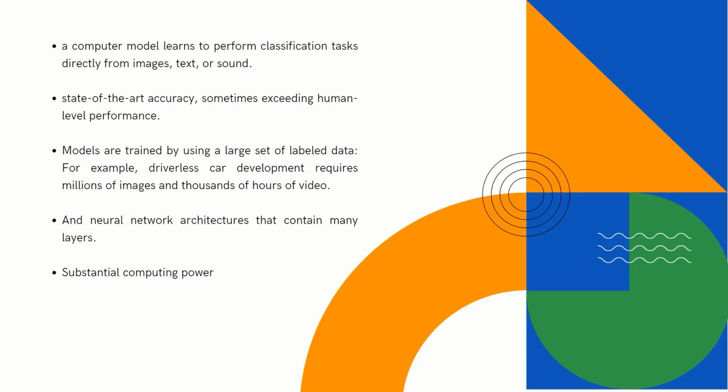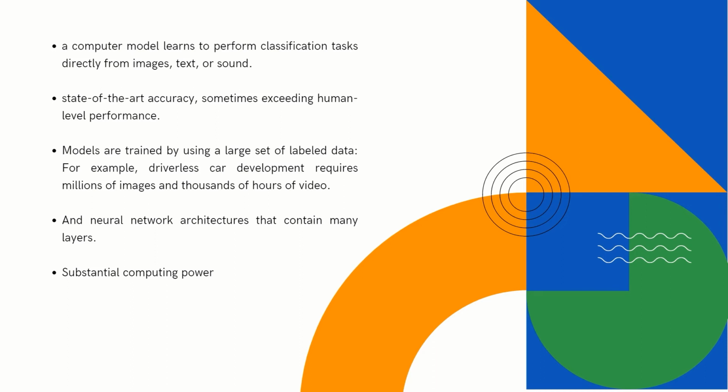So it's the computer model that will learn to perform all the classification tasks. That means by directly looking at the images or the text or the sound, it will recognize where to place whom. It gives you state of the art accuracy, sometimes exceeding human level performance, because humans are drawn by emotions. Machines don't have emotions, so they are highly logical when it comes to that. They look at everything rationally and logically. Emotions and disturbances are not involved.